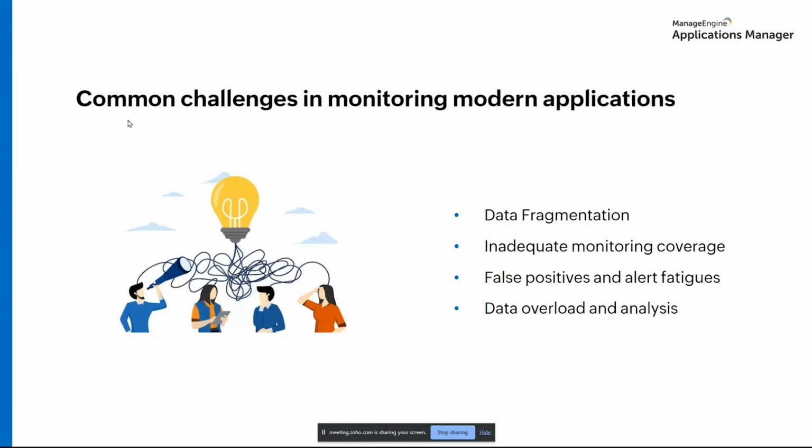The second challenge is inadequate monitoring coverage. It is crucial to ensure that all the critical servers and infrastructure components are properly monitored. Incomplete monitoring coverage can result in blind spots, leaving certain areas unmonitored and increasing the risk of undetected issues. The third challenge is false positives and alert fatigue. Monitoring systems may generate false positive alerts, triggering unnecessary notifications and leading to alert fatigue among IT teams. Sorting through large volumes of data can be time consuming and may result in overlooking genuine issues.